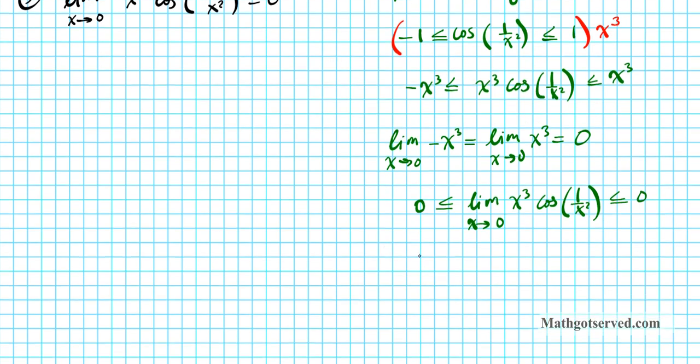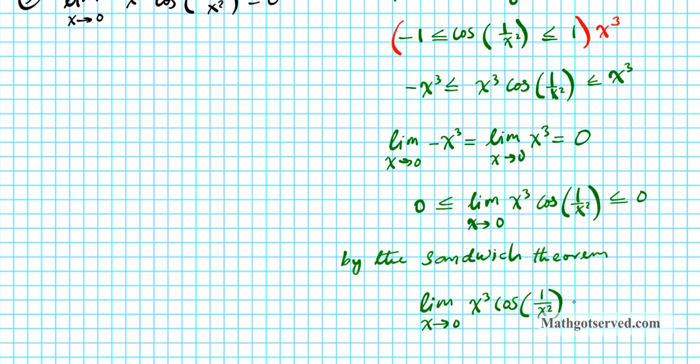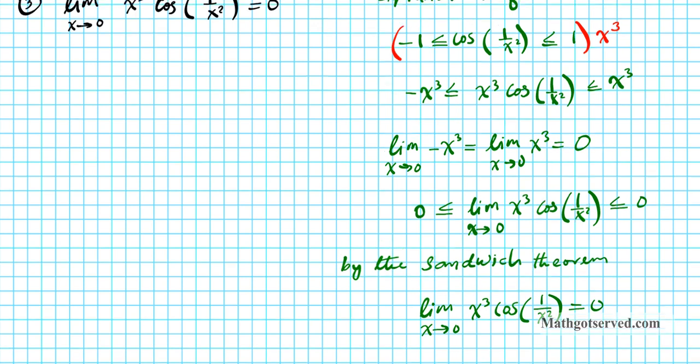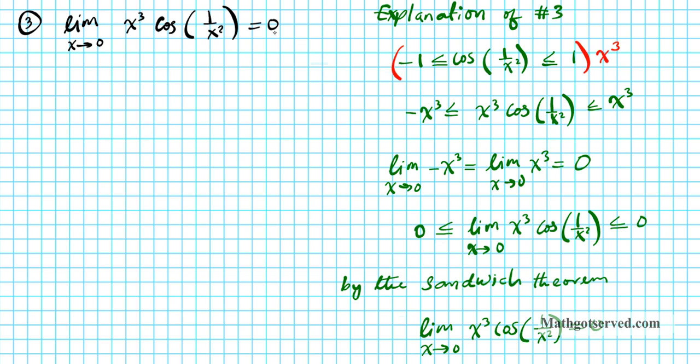All right, so by the sandwich theorem, what can we conclude? Since the limit as x approaches 0 of x to the third cosine 1 over x squared is sandwiched between 0 and 0, by the sandwich theorem, this expression has to also be 0. Okay, so the limit as x approaches 0 of x to the third cosine 1 over x squared is equal to 0. All right, so this is just the explanation using the sandwich theorem. You don't have to do all this if it's not required. You can just use this formula to easily determine that the answer is 0. All right, so there you have it.